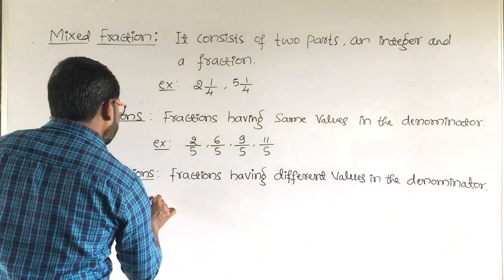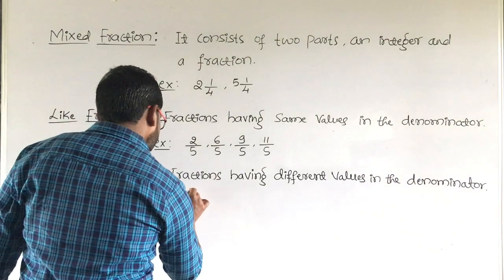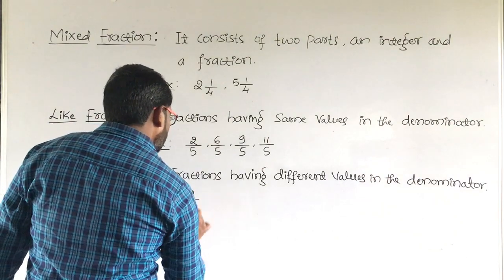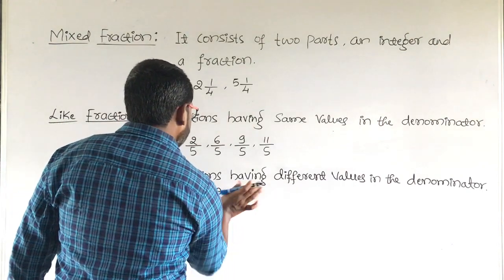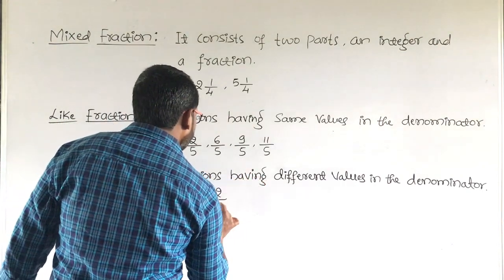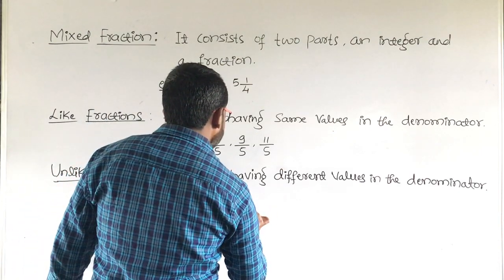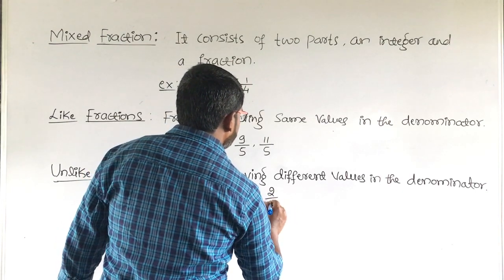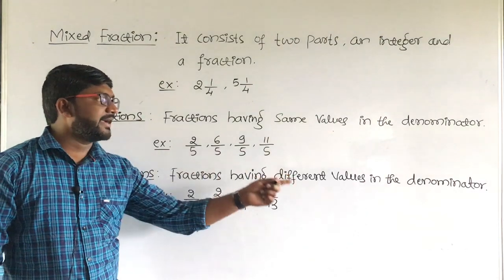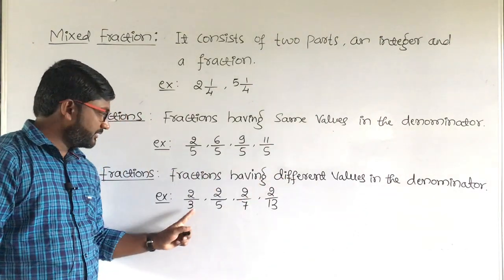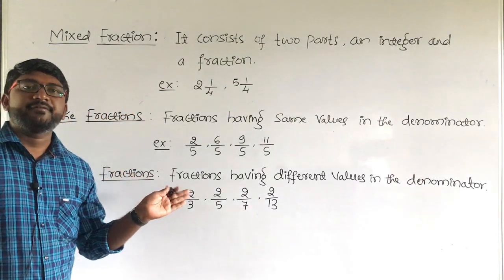So the examples are, see here, 2 divided by 3 and then here it is 2 divided by 5 and then 2 divided by 7 and then 2 divided by 13. See here, fractions having different values in the denominator. All the denominators are different here. So this is about the unlike fractions.